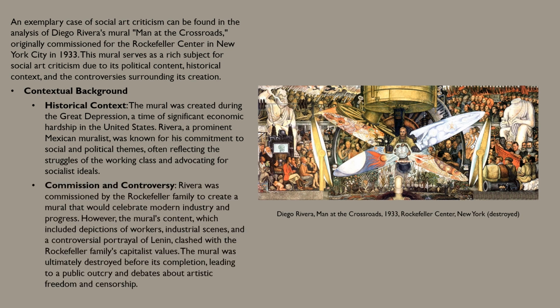Rivera was commissioned by the Rockefeller family to create a mural that would celebrate modern industry and progress. However, the mural's content, which included depictions of workers, industrial scenes, and a controversial portrayal of Lenin, clashed with the Rockefeller family's capitalist values. The mural was ultimately destroyed before its completion, leading to a public outcry and debates about artistic freedom and censorship.